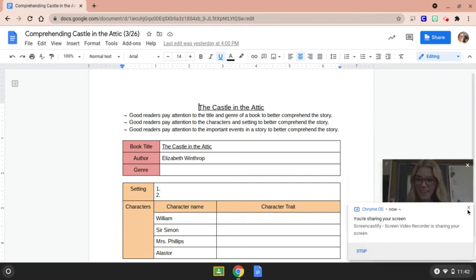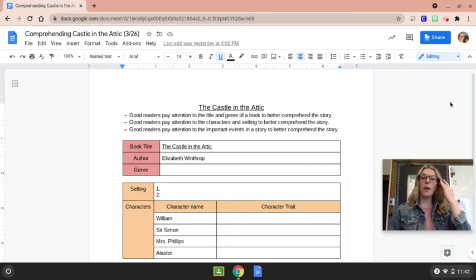Hi, fourth graders. This week for Reading Workshop, we have been continuing using strategies to comprehend Just Right books. So in Read Aloud, right now we're working with The Castle in the Attic. And you're going to apply those strategies that we learned in Reading Workshop last week and this week for comprehending texts to the book Castle in the Attic.